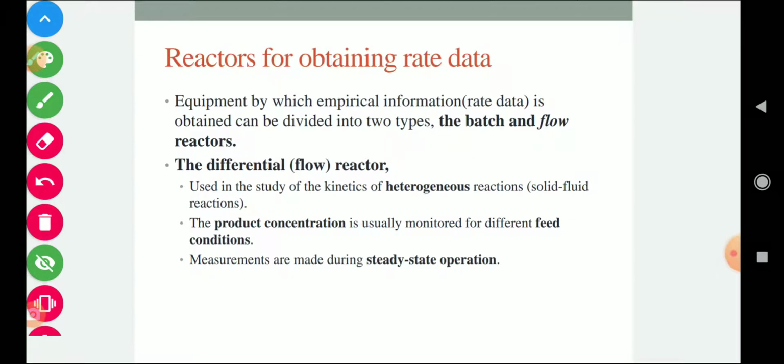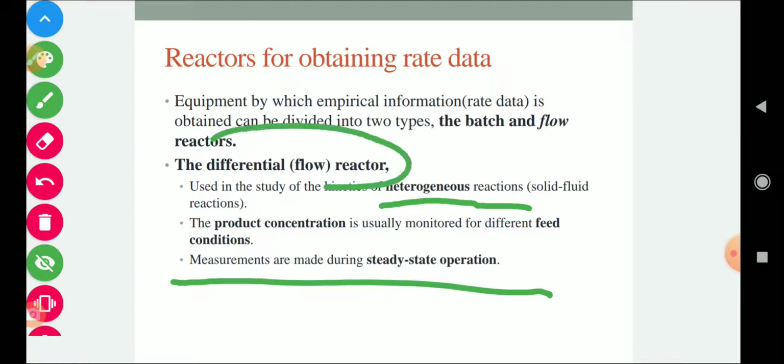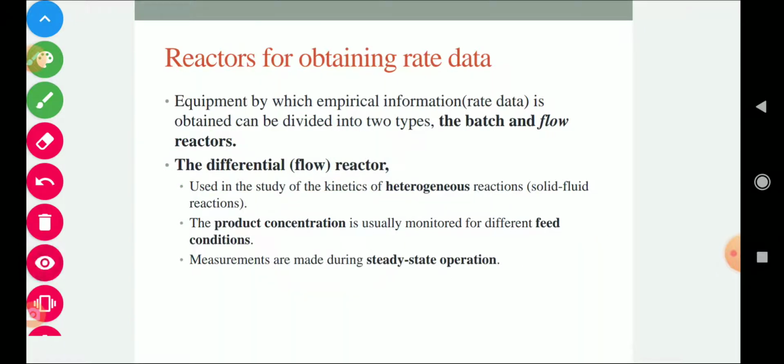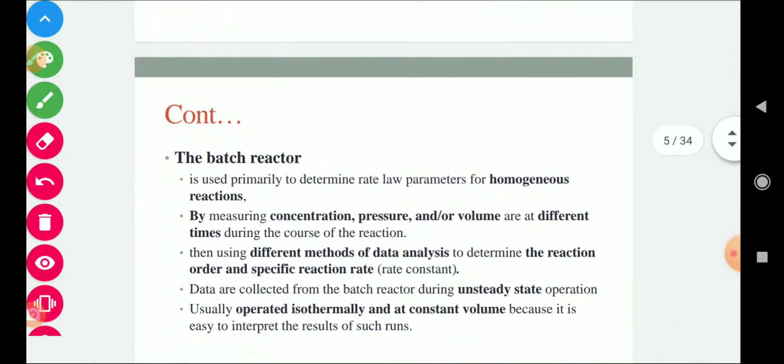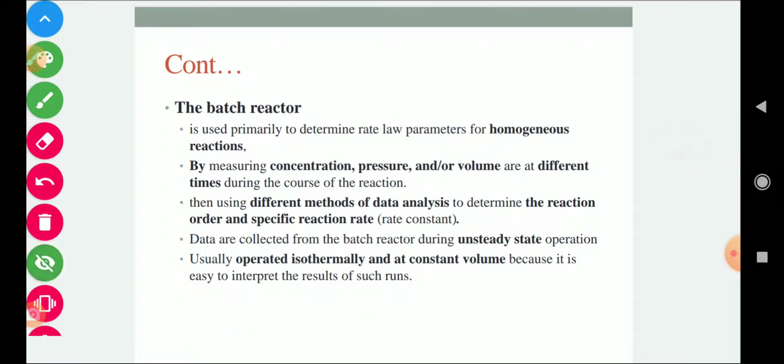A differential flow reactor is used mainly for heterogeneous reactions like solid fluid reactions. The product concentration is usually monitored for different feed conditions, and measurements are made during steady state operation, because flow reactors normally operate under steady state. So we collect data at steady state conditions. On the other hand, for homogeneous reactions we normally use a batch reactor for obtaining data.